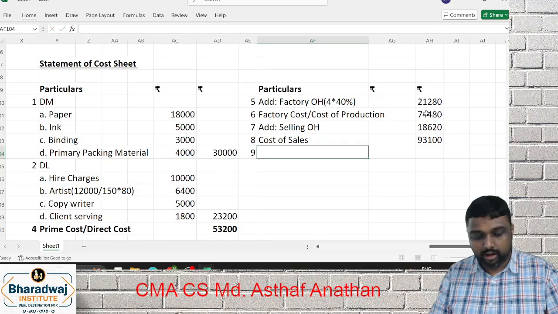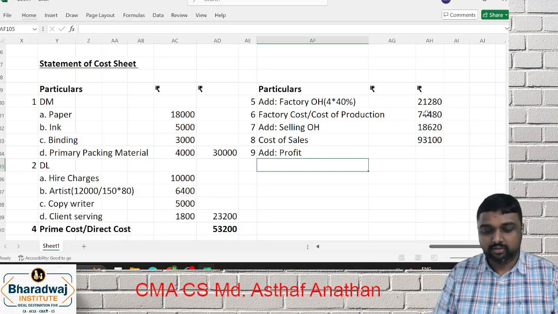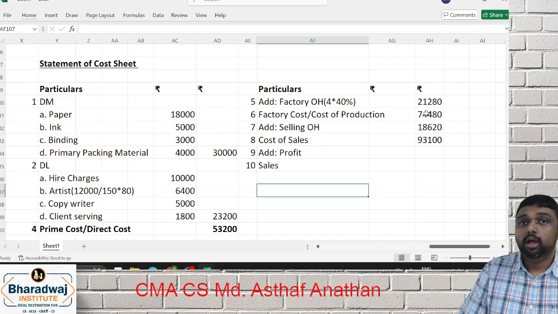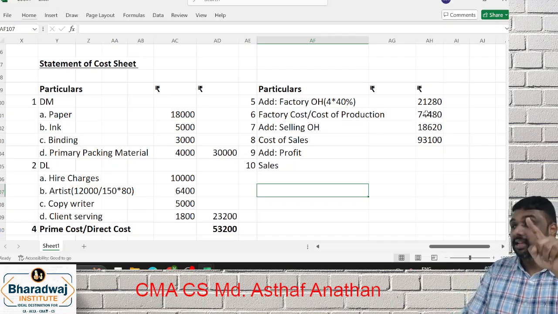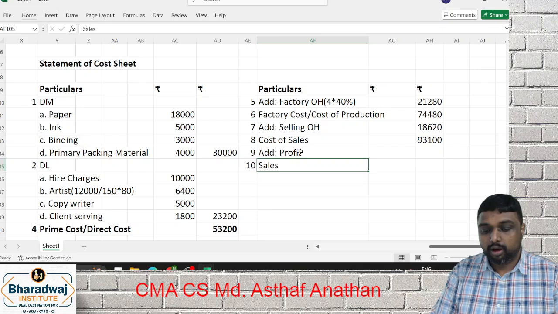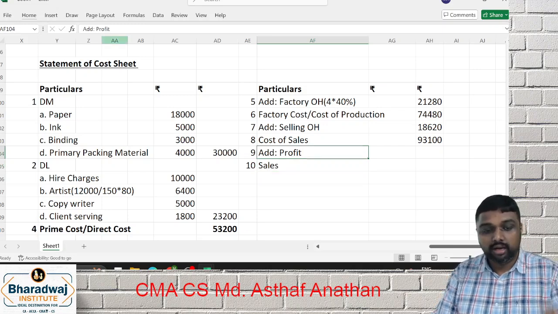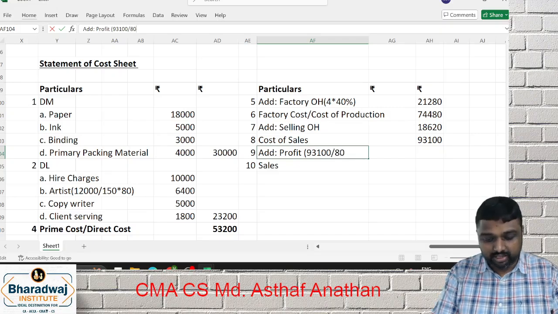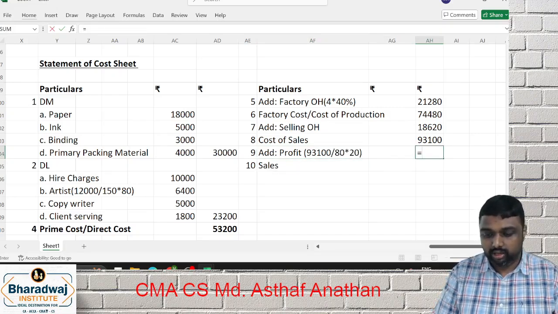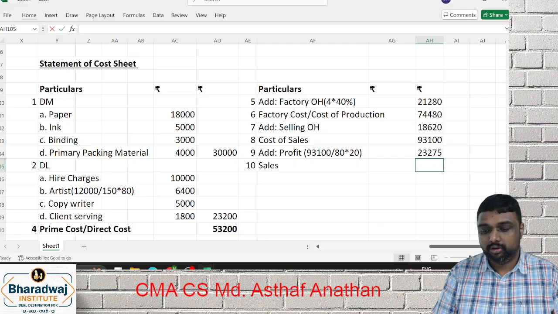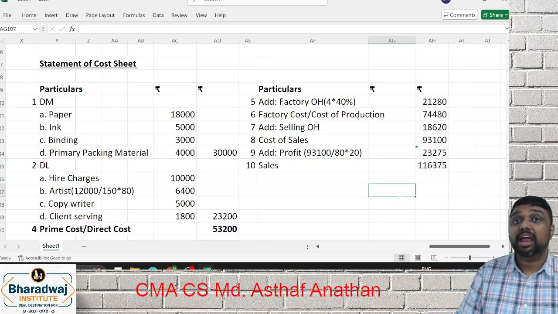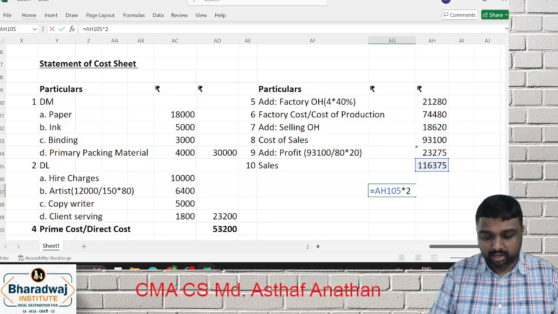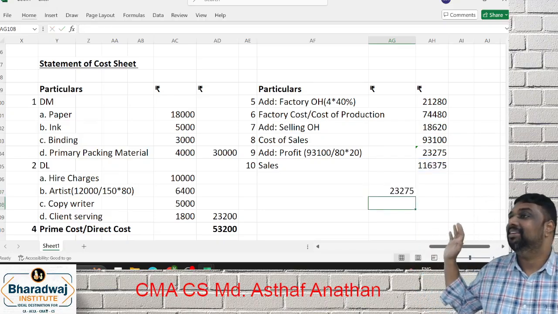Now you have to add what? Profit. Here comes the reverse way. They said that your profit is what? 20% on sales. So sales is 100, profit will be 20, cost will be what? 80. So how will you get it? Lot of methods are there. If 93,800 is 80, what will be for 20? You can counter check whether your answer is correct. How? You can just check 20%. It will be exactly that.